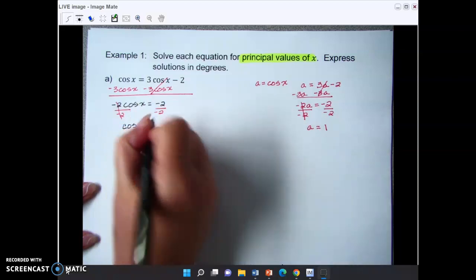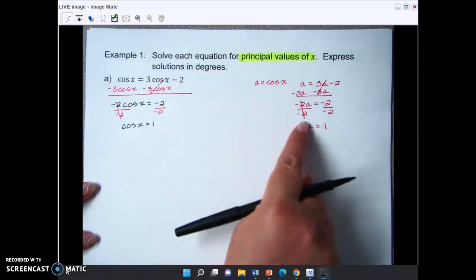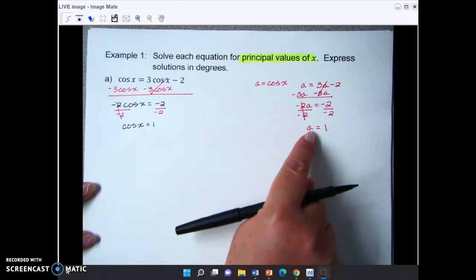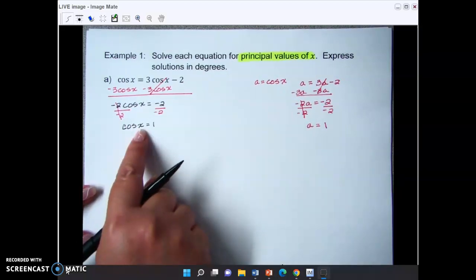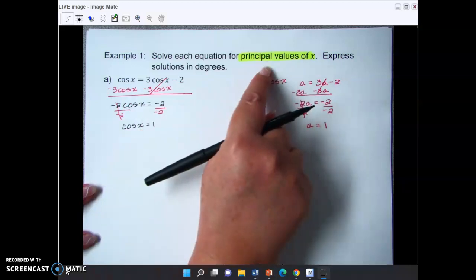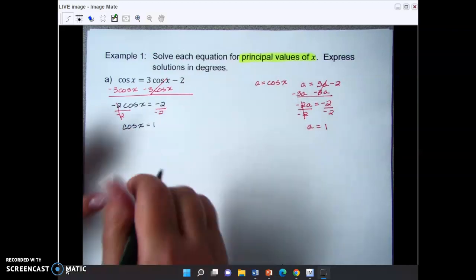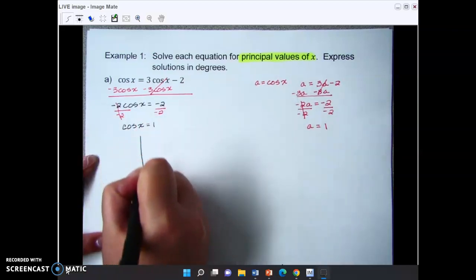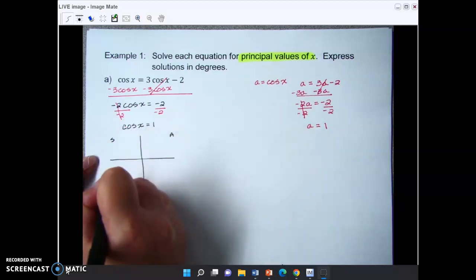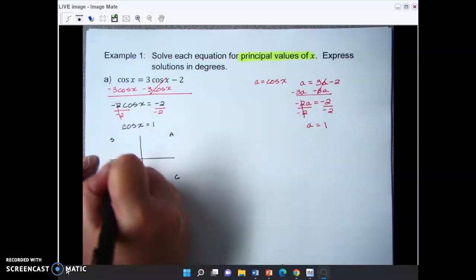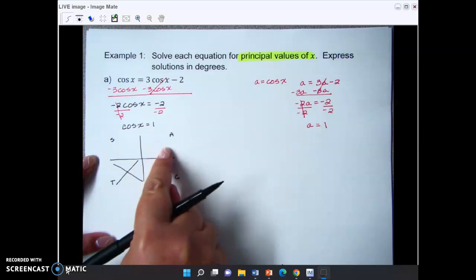Notice over here, if a is cosine of x, we got exactly what we had on the right-hand side. The only problem is I haven't figured out what x is equal to yet. And again, that's where we have to look at the directions and see that they talked about principal values of x. So when it comes to cosine, if all students take calculus, we said never in the third quadrant, always in the first quadrant.